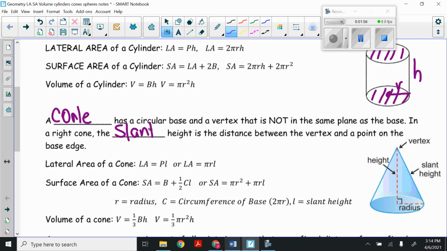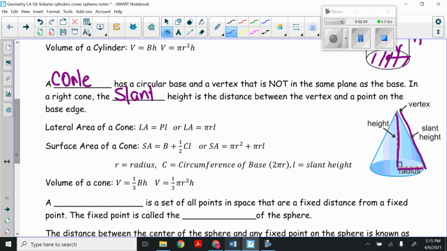So in this picture over here, you see this is our radius. This is the height in the middle of our cone. That's the height of the cone. On the edge out here, that is our slant height. Slant height is represented with an L. So the lateral area of a cone is the perimeter of the circle times the slant height, so that's going to be pi times r times L.